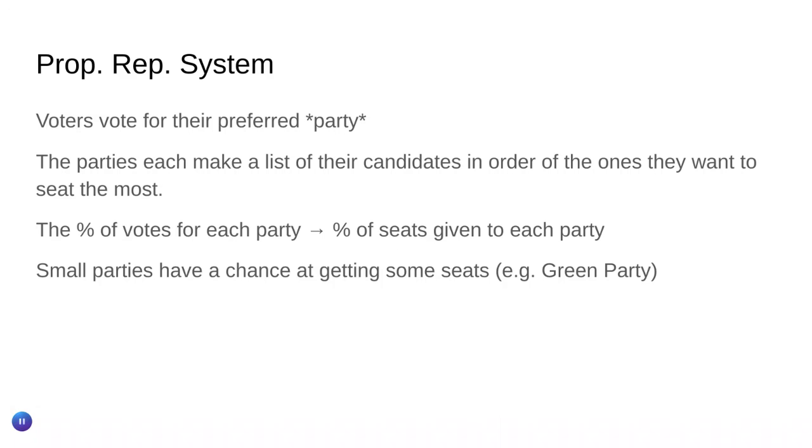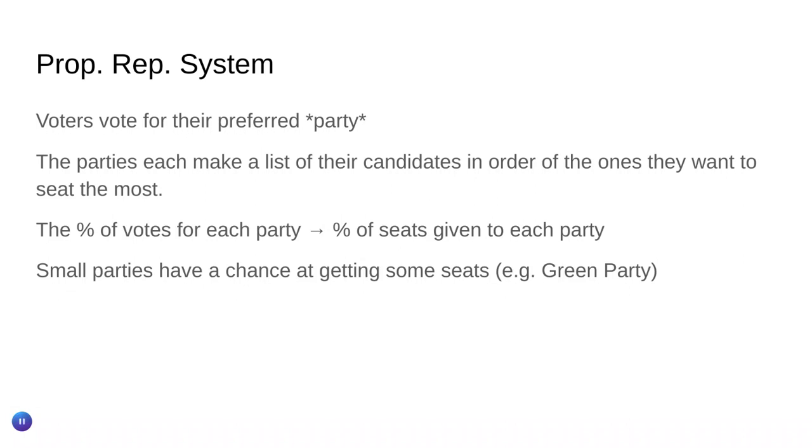Mexico is mixed. It has SMD, multi-member, and proportional representation. So what is a proportional representation system like? Voters vote for their preferred party, whether they're in the majority or the minority. It's a nationwide election, so the number of votes gets counted, and the proportion of the votes by party basically means that the parties have that proportion of seats in the legislature for the seats that are set aside for proportional representation.